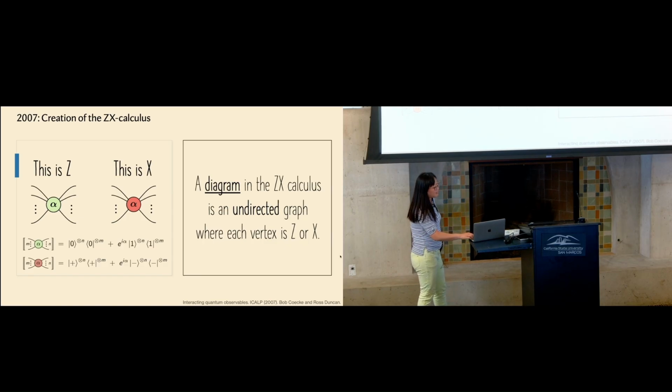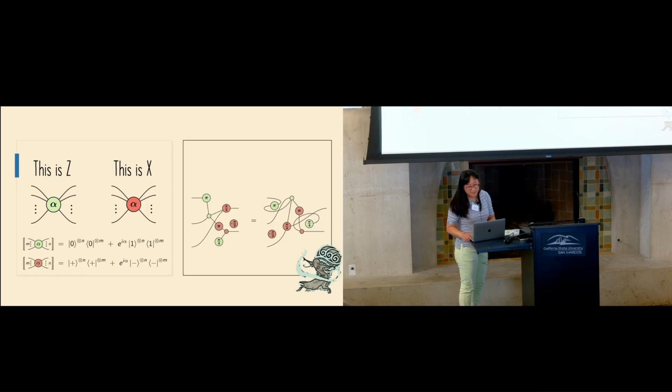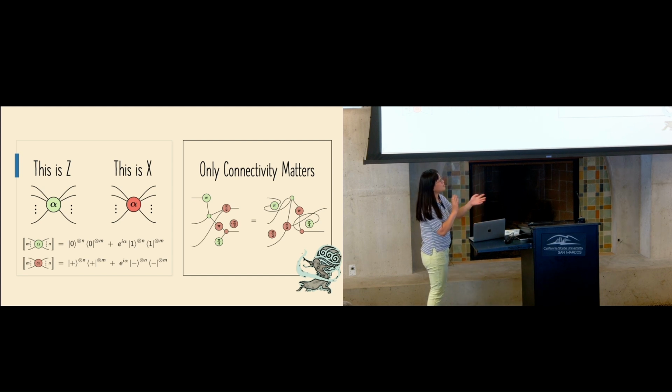So a diagram in the calculus is an undirected graph where every vertex is one of these two things. So Z, which is conventionally green or lighter colored, and then X, which is conventionally red or darker colored. Although I might use pink at some point. So the undirected part is really unique to this because only the connectivity matters. So it's a more flexible language where you have the ability to represent processes in space-time because of some flexibility with that, which is a kind of uniquely quantum property of computation.